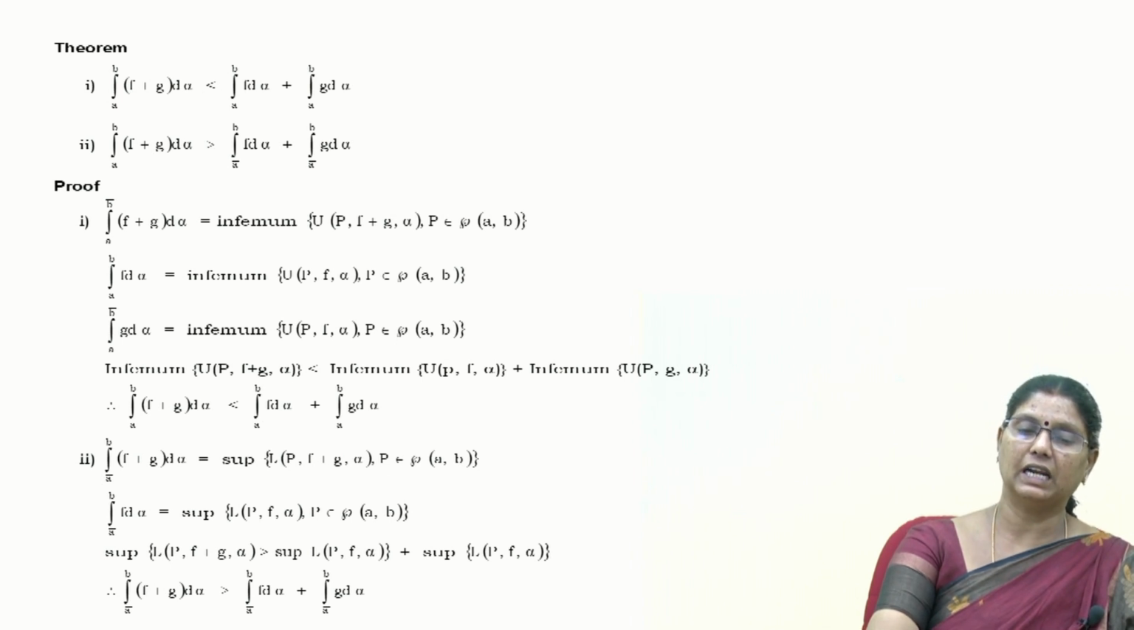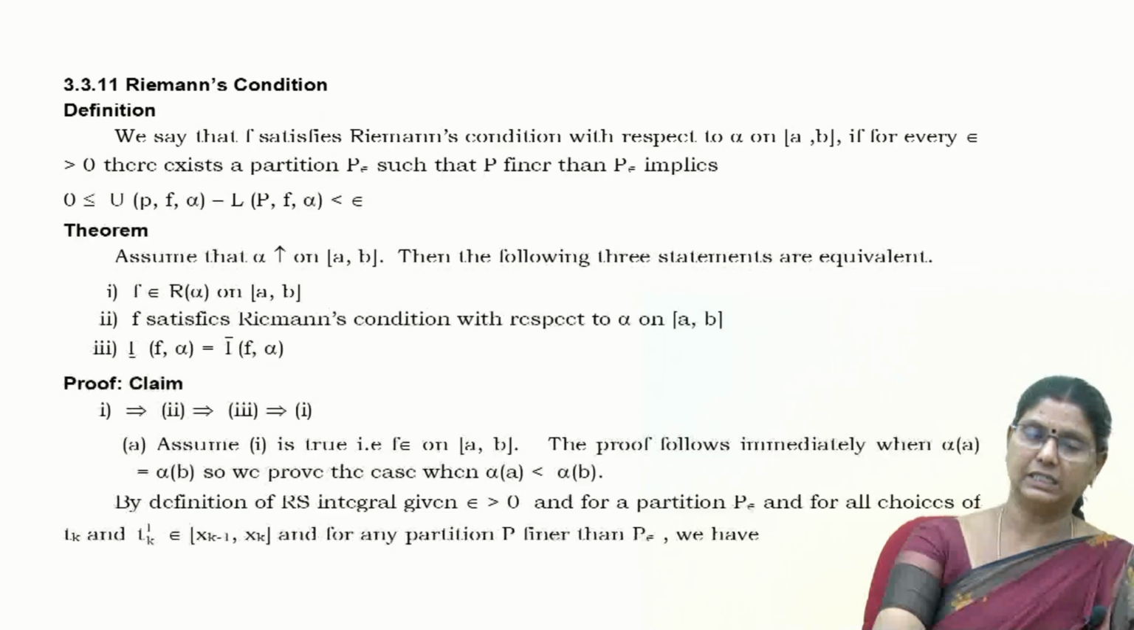First case, the upper integral from a to b of f plus g d alpha. By the definition, it is the infimum of U(P, f plus g, alpha). Based on the definition, this is bounded by the infimum of U(P, f, alpha) plus U(P, g, alpha), and we can split these two and write them as integrals. Therefore, we have obtained the upper integral from a to b of f plus g d alpha less than or equal to the upper integral from a to b of f d alpha plus the upper integral from a to b of g d alpha. Similarly, we can prove the second condition for the lower integral also.